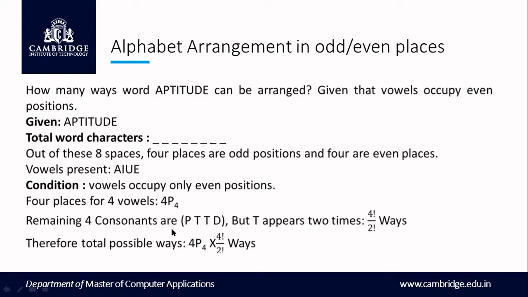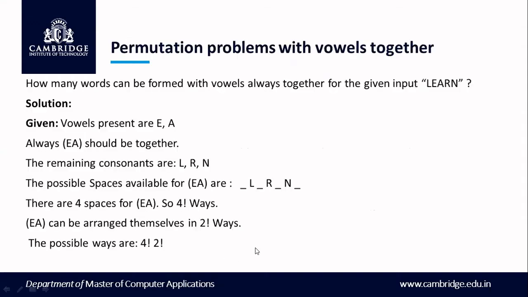The remaining 4 consonants are P, T, T, D. But here see, the T appears 2 times. So for the total 4 alphabets, 4 factorial will come, but since T appears 2 times, it is divided by 2 factorial ways. Therefore, the total possible ways is 4P4 into 4 factorial by 2 factorial.